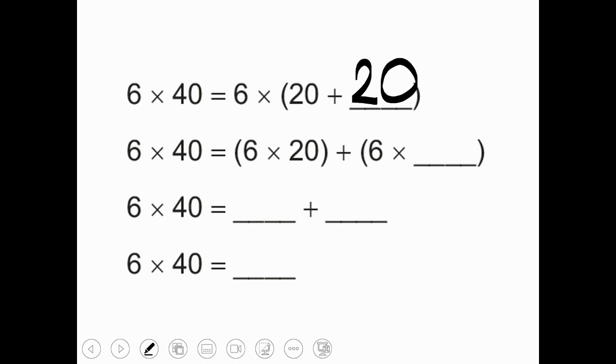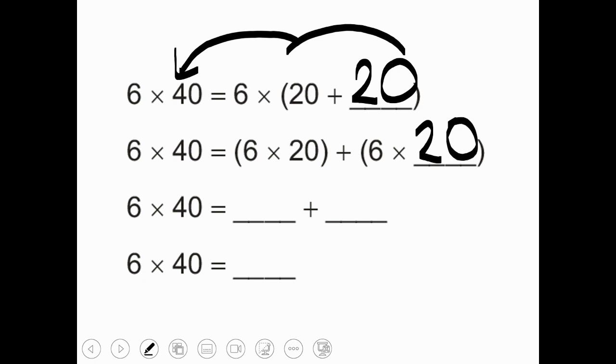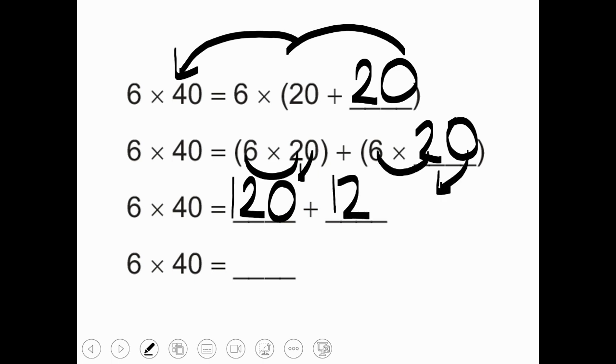20 plus 20 is 40, right? These two numbers are going to add to give me 40. So now I'm going to say 6 times 20 plus 6 times 20. 6 times 20 is, 6 times 2 is 12, and then I just bring that 0 down. So I have 120. Again, I'm going to repeat that process. 6 times 2 is 12, and then my 0, I just bring it down.